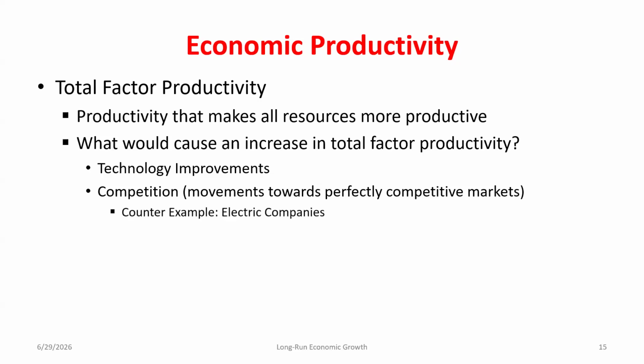A counterexample of this is electric companies. They're often regional or local monopolies. They don't have a very strong incentive to update their capital. That's why the poles that support electric lines sometimes look like they've been there for 40 years. There's not a huge incentive to increase their capital. So that would be the reverse: less competition would lower total factor productivity.